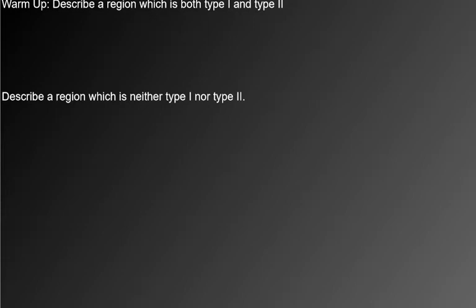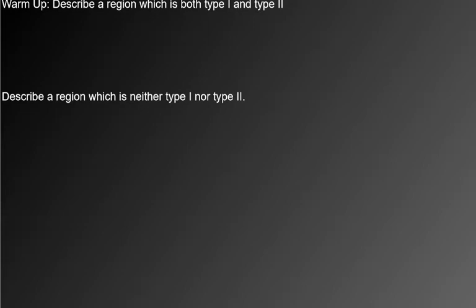So the plan for today is to talk about some cases that show up with double integrals involving regions that are neither type 1 or type 2. So you can definitely get that. And just to show you that, I thought I'd start with this.